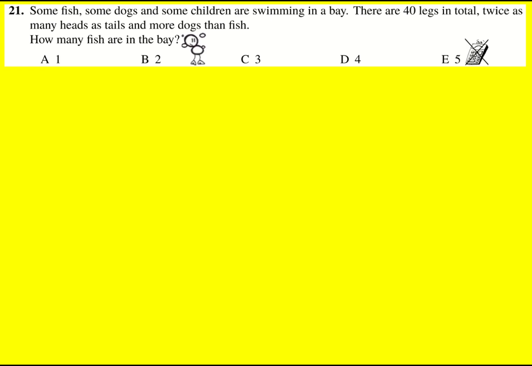Really neat question here. Some fish, some dogs, and some children are swimming in a bay, and there are 40 legs in total, twice as many heads as tails, and more dogs than fish. How many fish are in the bay? Well, let's get this information down mathematically.